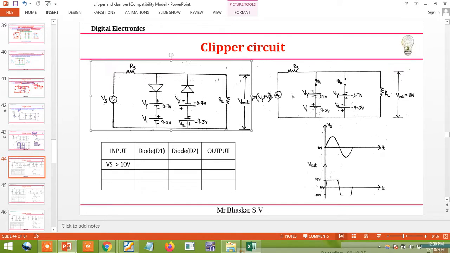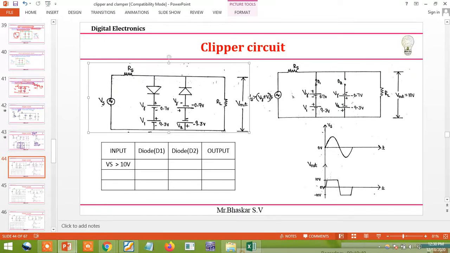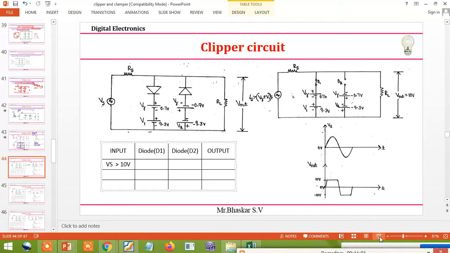See, in the first case I'm going to take my source voltage, or input voltage, that is Vs, which is nothing but my source voltage. If my source voltage is greater than 10 volts, then you just tell me how my diode D1 is acting and how my diode D2 will act. That is a very, very important thing.